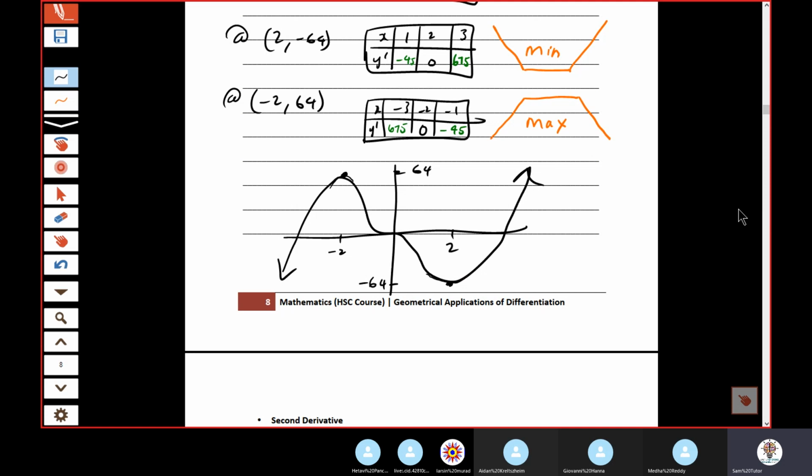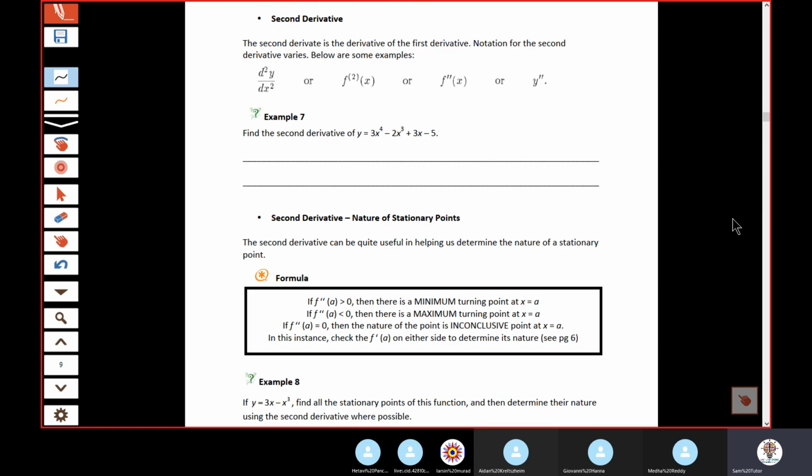All right, next one. Second derivative. Like I said, you know what you've got to do. You just differentiate twice. So y dash equals 12x cubed minus 6x squared plus 3. Y double dash equals 36x squared minus 12x. Easy? All right.